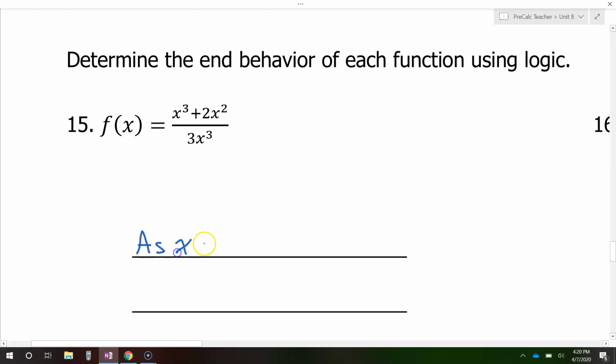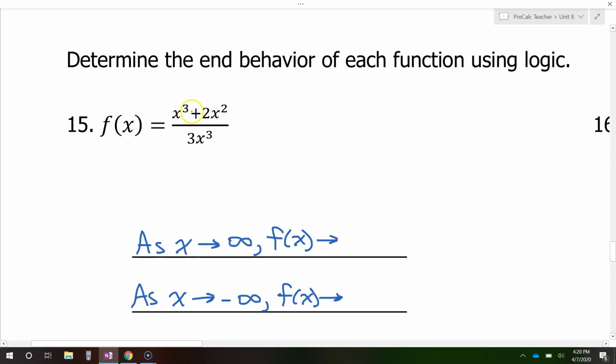So, the end behavior will always start off like this. As x approaches positive infinity, f of x approaches, all right, that's what's happening on the right hand side. And then we'll say as x approaches negative infinity, and then we'll find out what happens on the left side of the function.